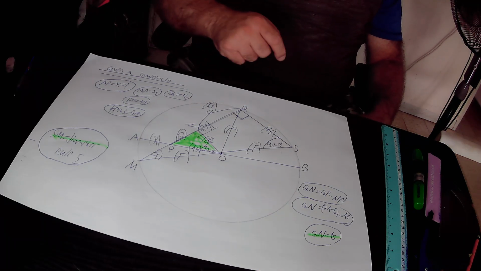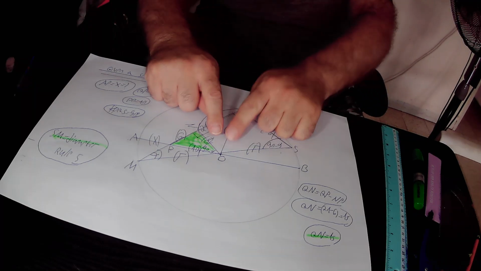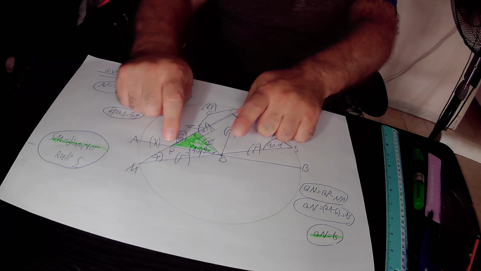We define the radius of this circle as such, so OS equals R. Likewise, OM is also the radius of the circle, therefore it is equal to R.